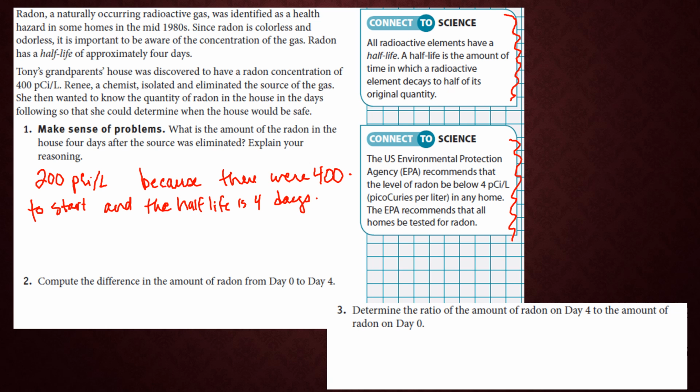Then we're supposed to compute the difference in the amount from day 0 to day 4. So the difference is 200 picocuries per liter. And we're going to determine the ratio, so remember that's the fraction, of the amount of radon on day 4 to the amount on day 0. So on day 4 there's 200 to the amount on day 0, which was 400. So that would be 1/2.